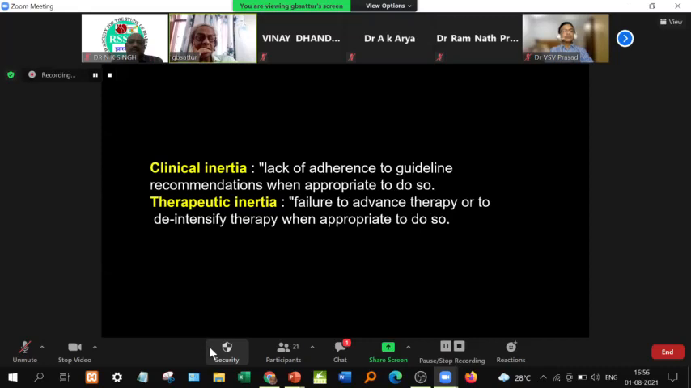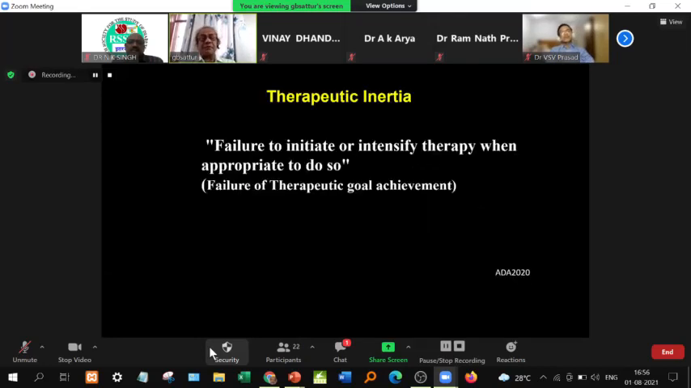Even up to 2019, ADA started wondering whether we should think of a clinical inertia, which is lack of adherence to the guidelines recommendations, and appropriate to do so, or should we think of therapeutic inertia, which is failure to advance therapy or de-intensify therapy when it is appropriate to do so. However, as of 2021, which in fact began last year, this is the classical definition now, but which has been subjected to comments as we go later on into the slides. Failure to initiate or intensify therapy when appropriate to do so, which means it concentrated on the therapeutic goal achievement.